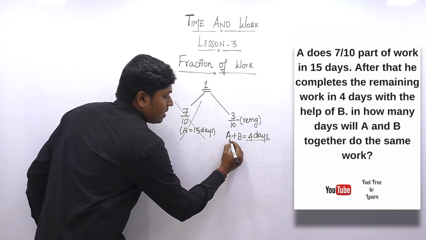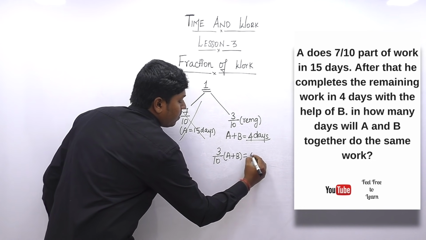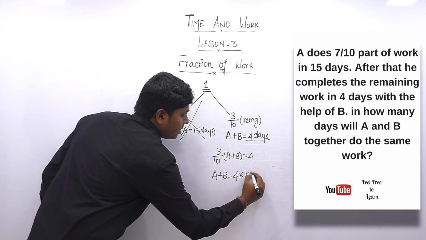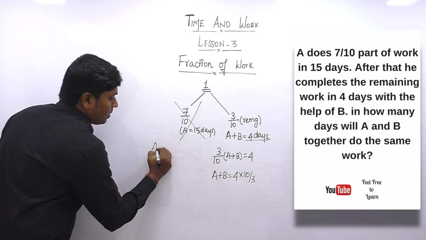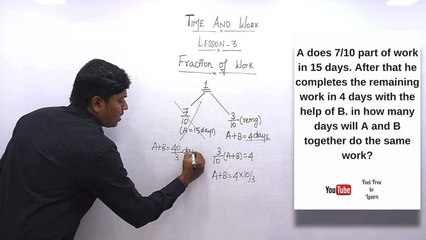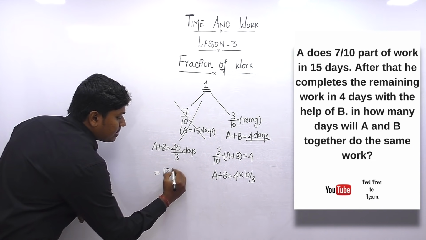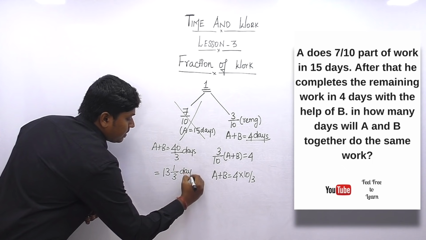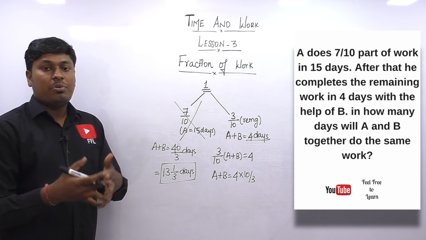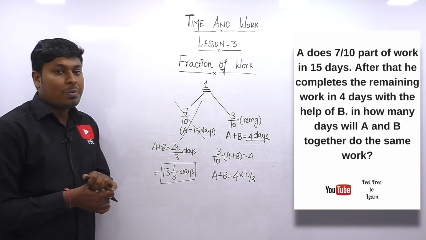So this can be written as: we know that for 3 by 10 part of work, A and B took 4 days to complete. So A and B take 4 into 10 by 3, which is 40 by 3. So A and B complete the piece of work in 40 by 3 days, or in a mixed fraction, 13 1 by 3 days. So finally, if both of them are working together, A and B can complete the job in 13 1 by 3 days.